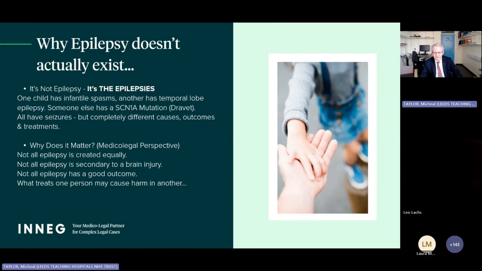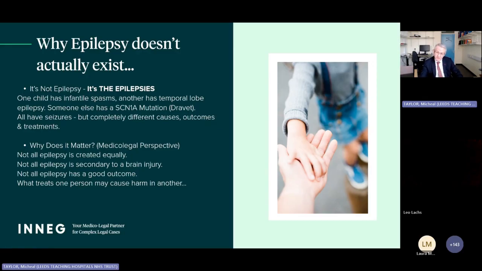Why is that important? Well, not all epilepsies are created equally. Some are profoundly difficult to treat. Not all epilepsies are secondary to a brain injury, and some are secondary to a brain injury. And more importantly, not all epilepsy has a good outcome.